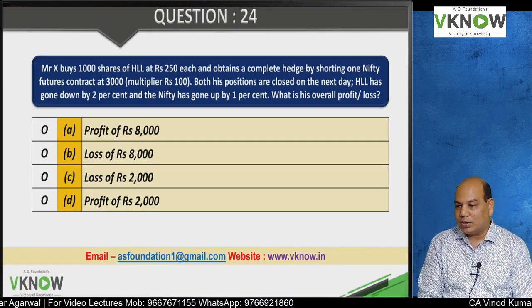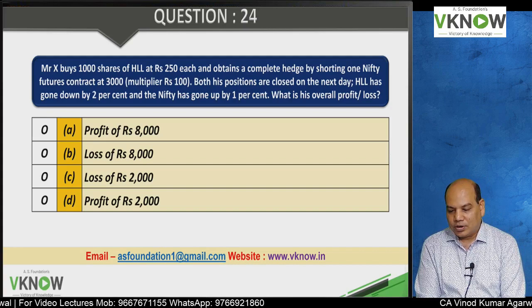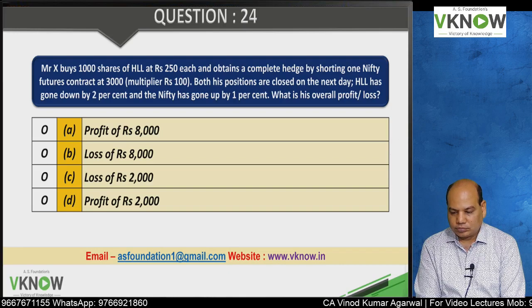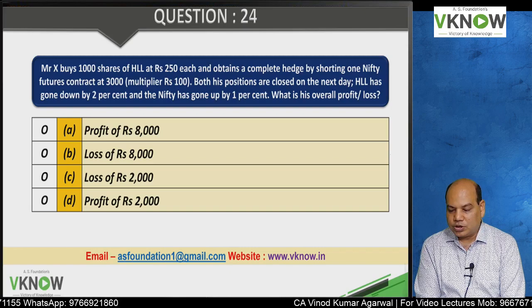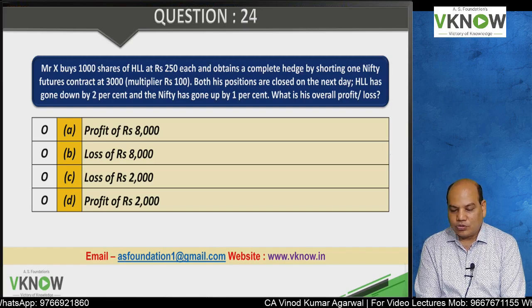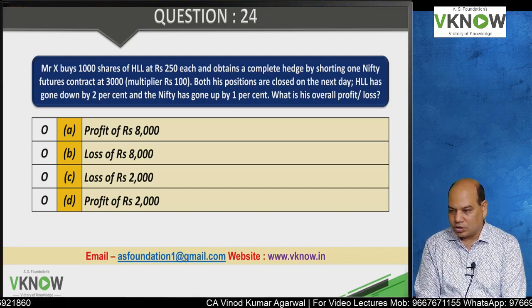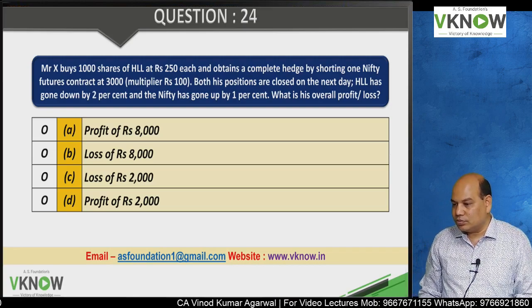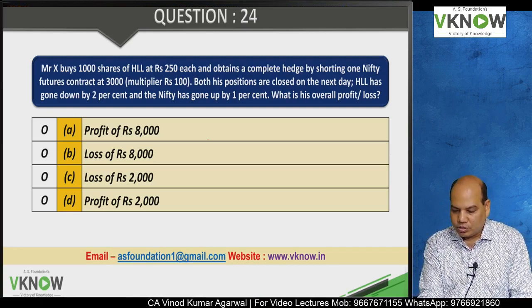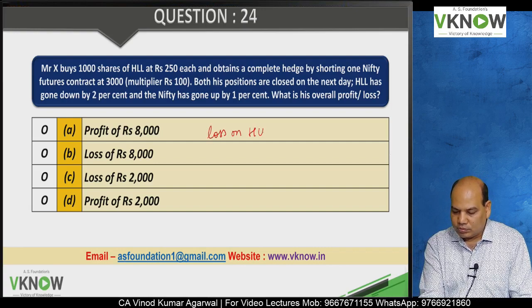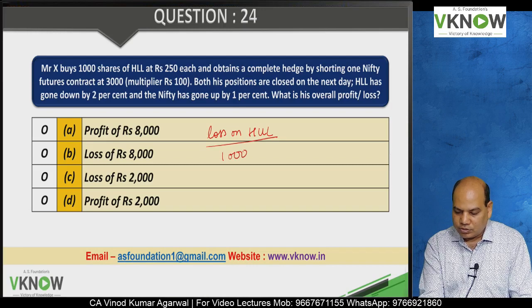Question number 24. Mr. X buys 1000 shares of HLL at 250 each and obtains a complete hedge by shorting one Nifty future contract at 3000. The contract multiplier is 100. Both his positions are closed out the next day. HLL has gone down by 2% and Nifty has gone up by 1%. What is his overall profit or loss? This question we have done in the class also, in the derivative future chapter. So you have loss on HLL stock, 1000 into 250 into 2%.